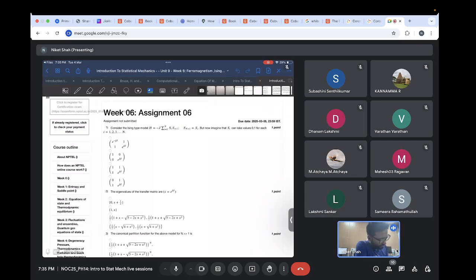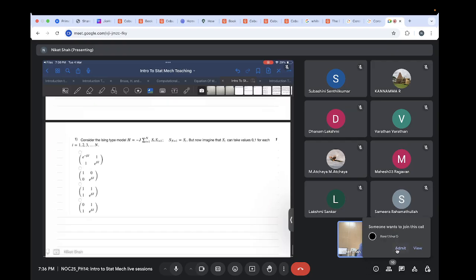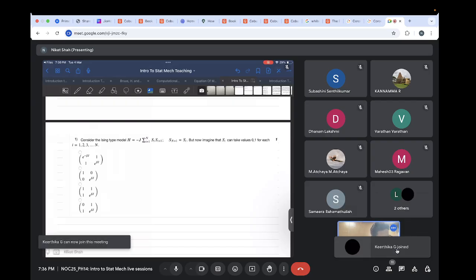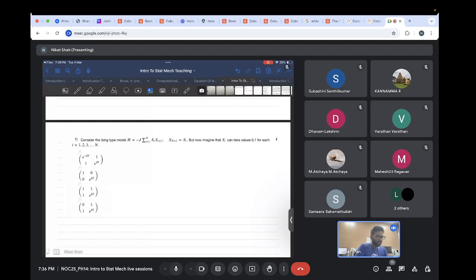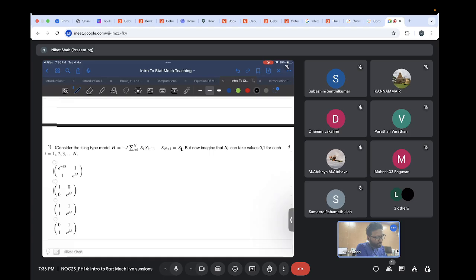Actually, this question is incomplete clearly. The question says, consider the Ising type model H is equal to minus J sum over i equals 1 to n Si Si plus 1. Consider this Ising model where Sn plus 1 is equal to Si. Sn plus 1 should be equal to S1, not Si. Another mistake here. Basically, we are talking about periodic boundary conditions here.